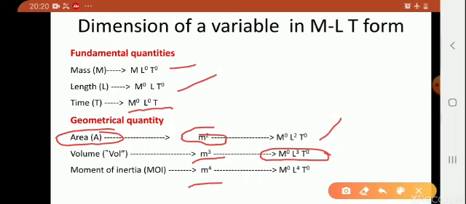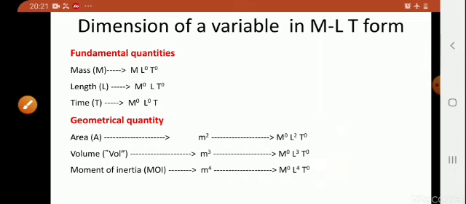M stands for mass, since no mass is involved here, so M raised to 0. No time is involved, so T raised to 0. Where length is there, meter raised to 4, so L raised to 4, and you will get this MLT form for the moment of inertia.